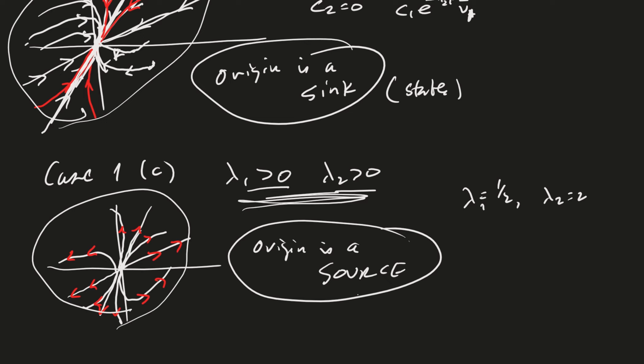Good. All right. And so that takes care of case 1. In the next video, we're going to talk about the complex situation, the situation where we have complex eigenvalues, and then we'll try to do a bit of a wrap-up.